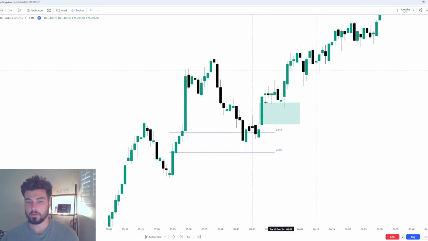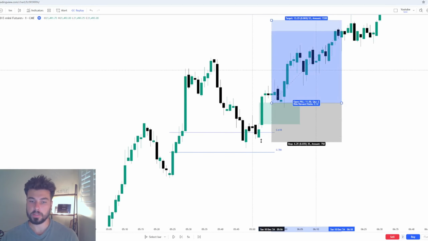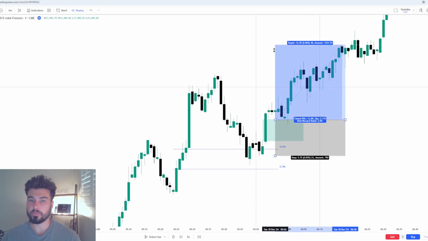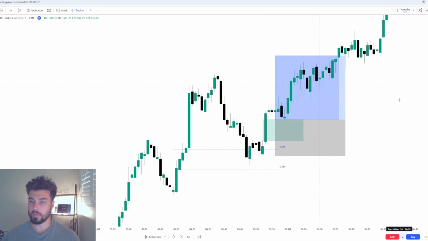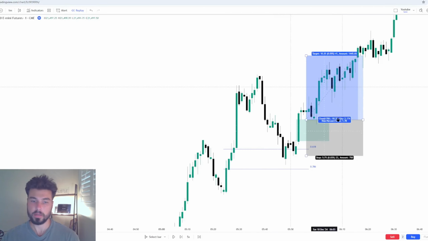You enter from here, right? When we tap back in, your stop goes below these bodies and you target what you need to. Often for me, 10 handles is fine, sufficient, happy days. Right, so that's example number 2 of trend continuation models.